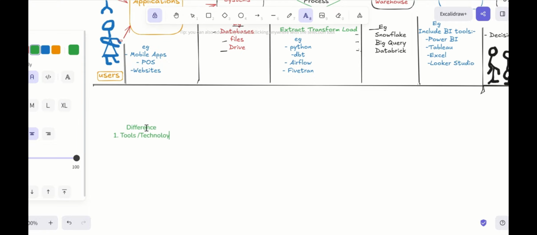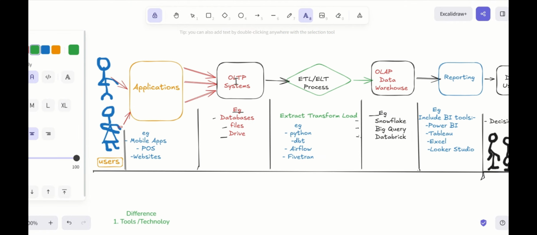The tools used to make the OLTP system are different from the technology used to make the OLAP system. Examples of tools used in OLTP systems are PostgreSQL, MySQL, SQL Server, and maybe Oracle. And the tools used in OLAP systems include Snowflake, BigQuery, and maybe Redshift.